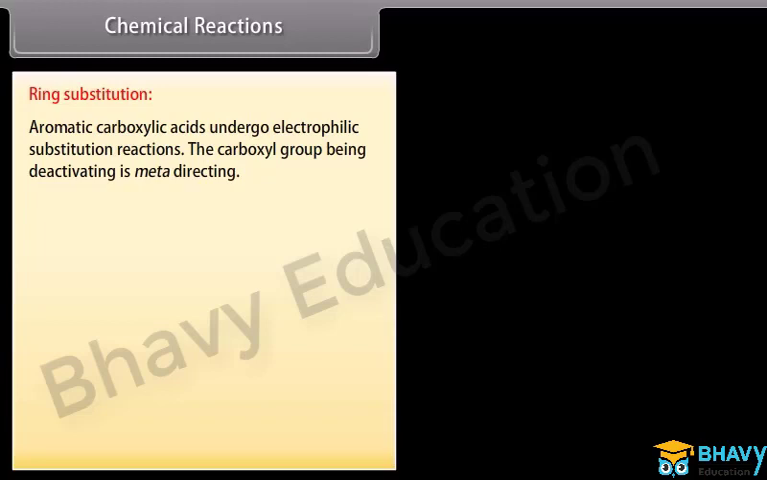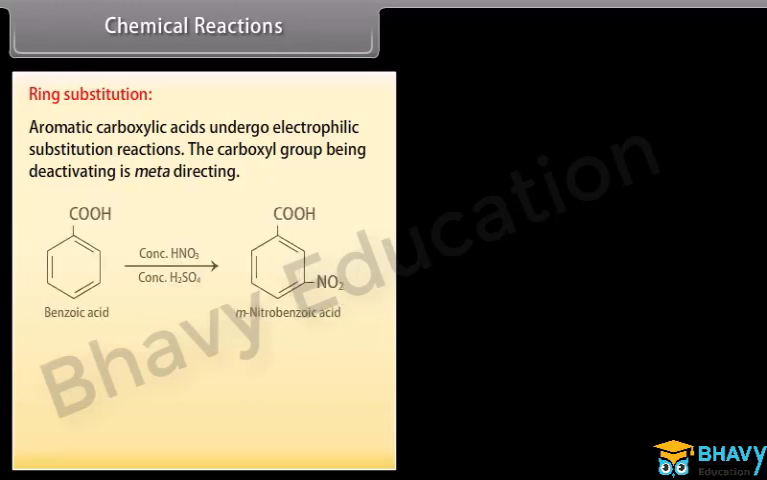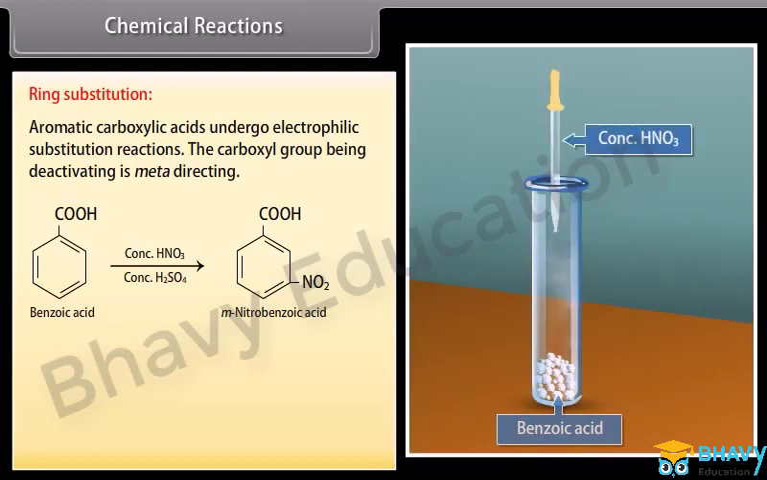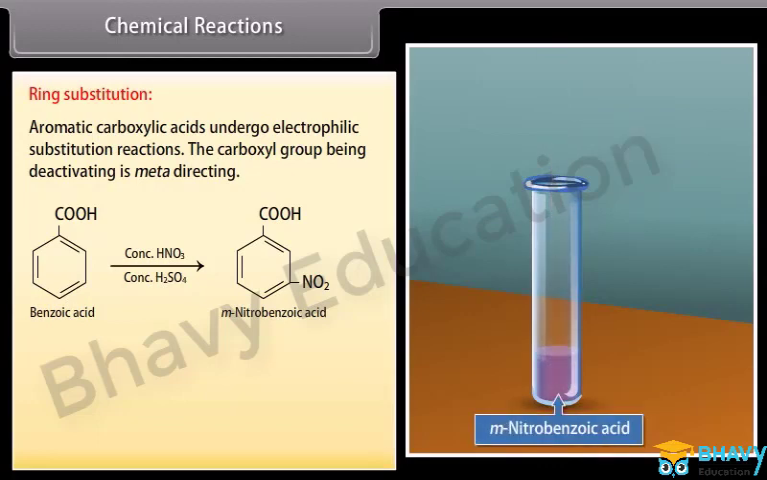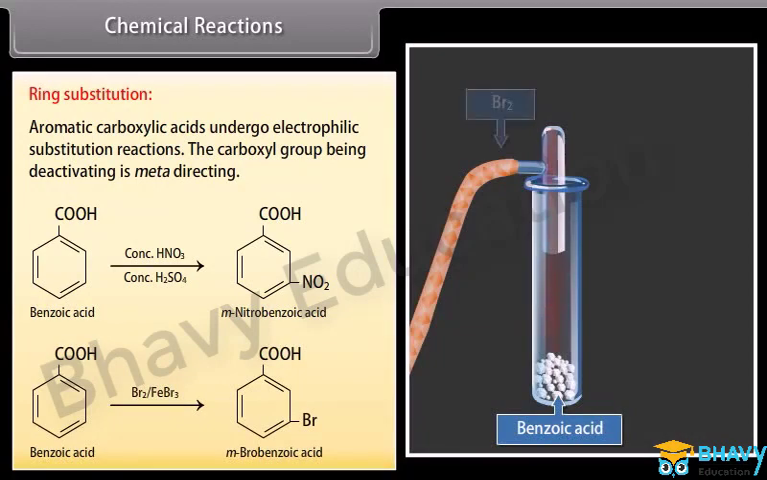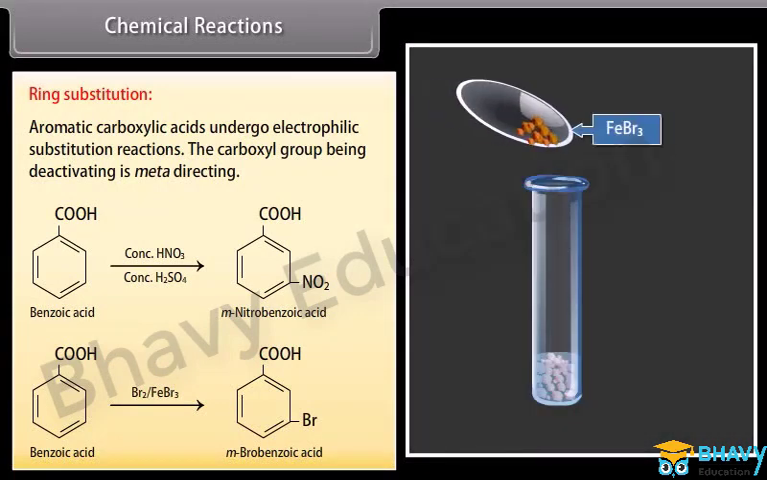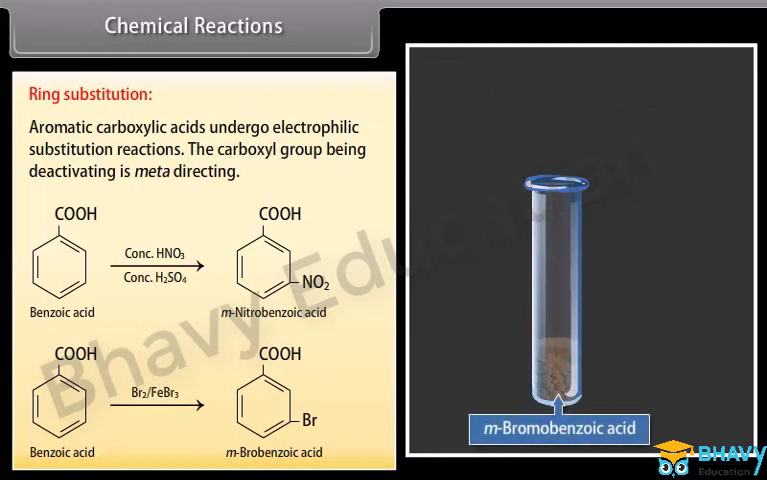Ring substitution. Aromatic carboxylic acids undergo electrophilic substitution reactions. The carboxyl group, being deactivating, is meta-directing. On adding concentrated nitric and sulfuric acid to benzoic acid, it is converted into meta-nitrobenzoic acid. On adding bromine and ferric bromide to benzoic acid, it is converted into meta-bromobenzoic acid.